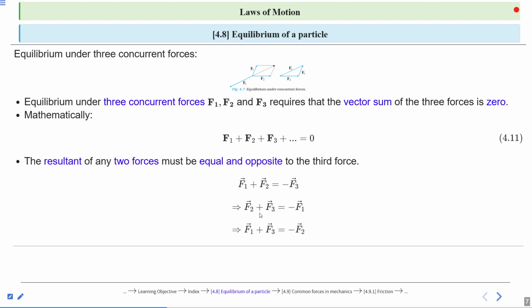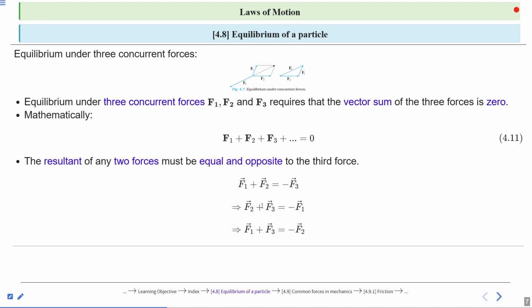Suppose we have 3 forces. So the resultant force of any 2 forces, F1 and F3, is equal and opposite to the third force. So here the third force is minus F2. Minus sign indicates the direction. Clear? So this shows the resultant of any 2 forces must be equal and opposite to the third force. This is the equilibrium condition.